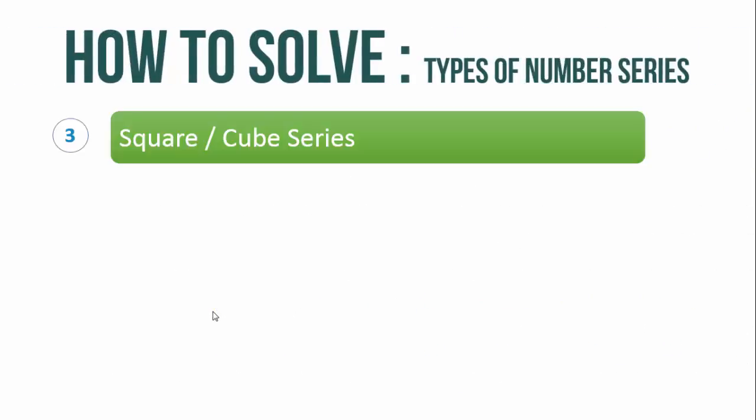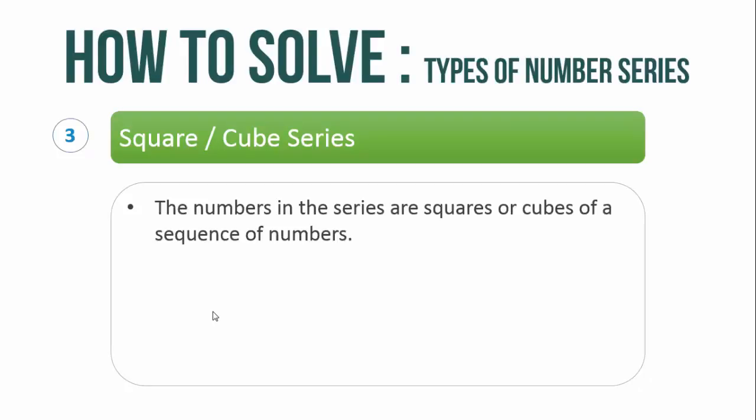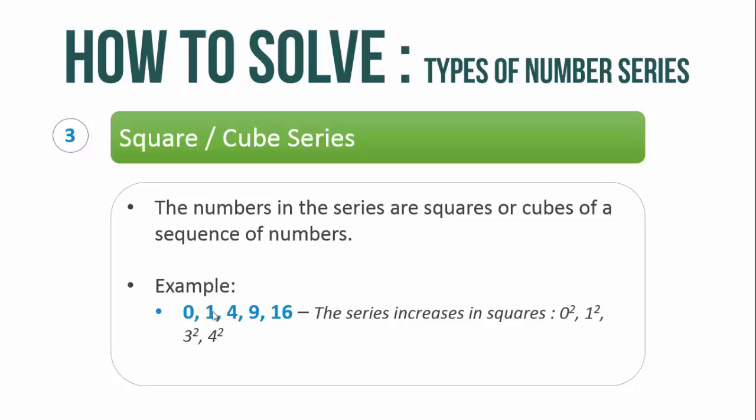The third kind of commonly occurring series is a square or a cube series. That is, the numbers in the series are either squares or cubes of a sequence of numbers. For example, if you have a series 0, 1, 4, 9, 16, this is a series of squares, that is 0 square, 1 square, 2 square, 3 square, 4 square, etc. Similarly, the series 0, 1, 8, 27 is a cube series. 0 cube, 1 cube, 2 cube, 3 cube.